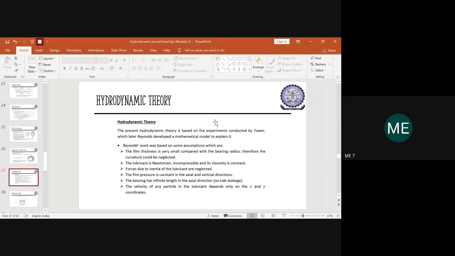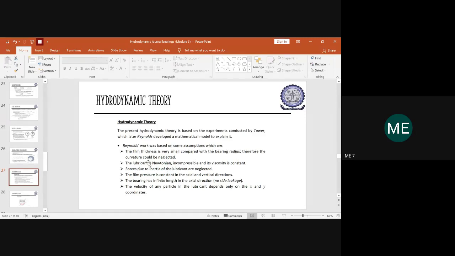So Reynolds made some assumptions before doing the mathematical model. I'll just explain the assumptions and leave it. The entire derivation and the concept will be done in the next class. So he assumed that the film thickness is very small compared to the bearing radius. This is the assumption he took. And as a result of the very negligible thickness, he neglected the curvature. I will tell you exactly what it is.